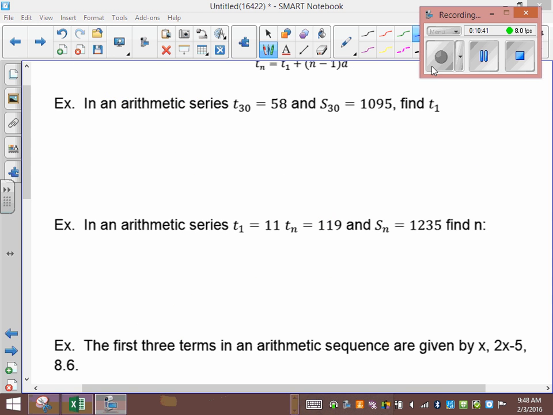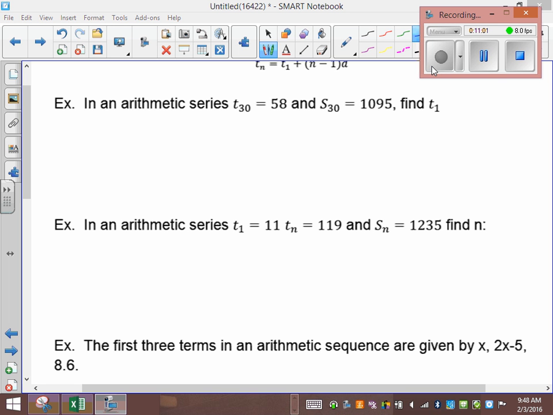So we have here, in an arithmetic series, T30 equals 58, and S30 equals 1095. Find T1.